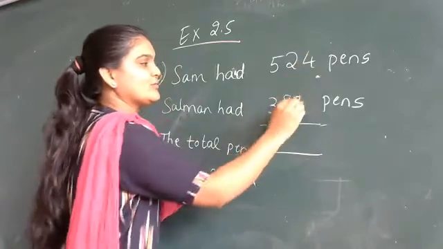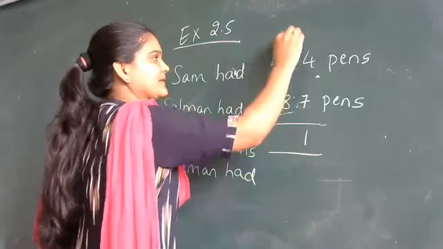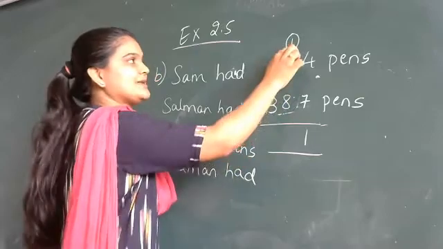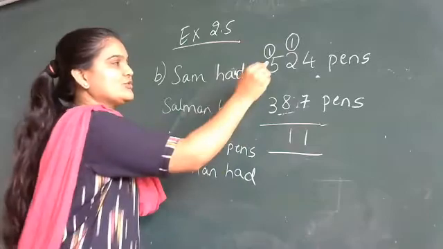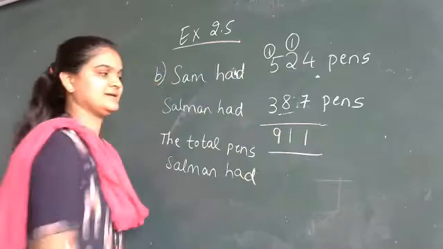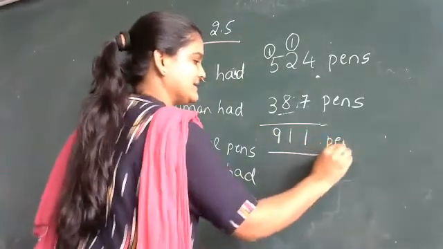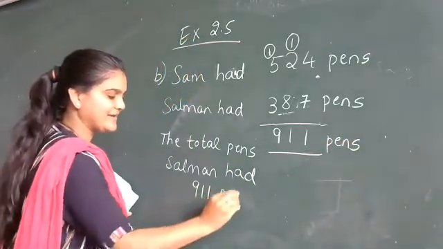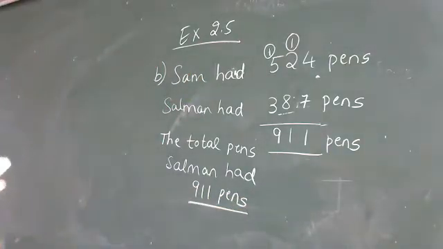Yes, just see. 4 ones plus 7 ones is 11 ones. Okay. Next, 8 tens plus 2 tens is 10 tens plus 1, 11 tens. So 5 plus 1 is 6. 6 plus 300 is 9. Yes. 911 pens. Okay. So Salman had totally 911 pens. Please cross check everyone. I hope everyone has solved this.